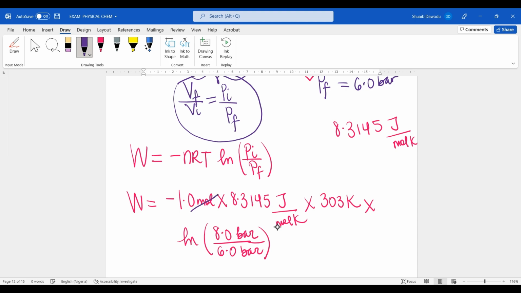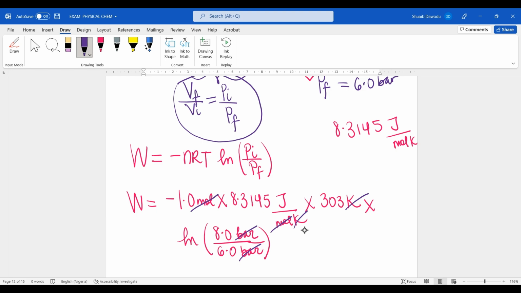So you cancel out mole, cancel out Kelvin, and cancel out bar. Now you may be wondering, why am I not putting pressure in a different unit? Usually whenever you have joules, you're going to have pressure in pascals. Well, we're not changing it because we're dividing two different values for pressure within the ln, so it's not going to do anything mathematically.